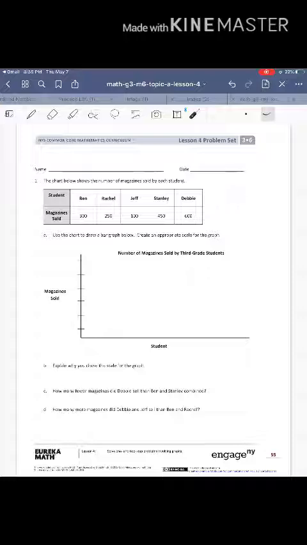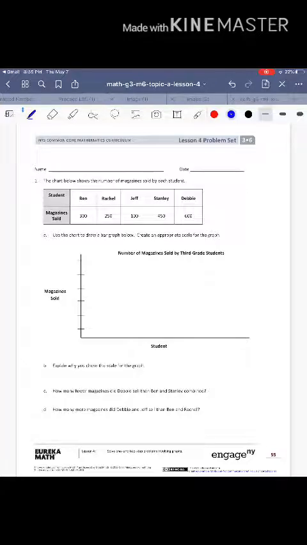Okay? So let's see what they are asking us for. A, use the chart to draw a bar graph below. So with this information, we have to make a chart right here. Create an appropriate scale for the graph. A scale means what numbers are we going to use here? Because the two pieces of information that we have are the names of the students, which we're going to place somewhere around here, and the number of magazines that each one of them sold. And that's going to be placed somewhere here. Okay, so we're going to get started.